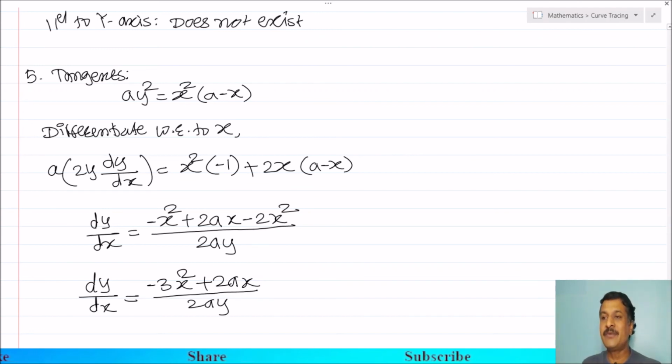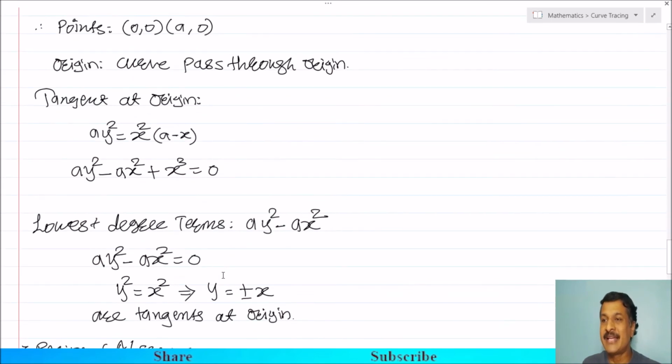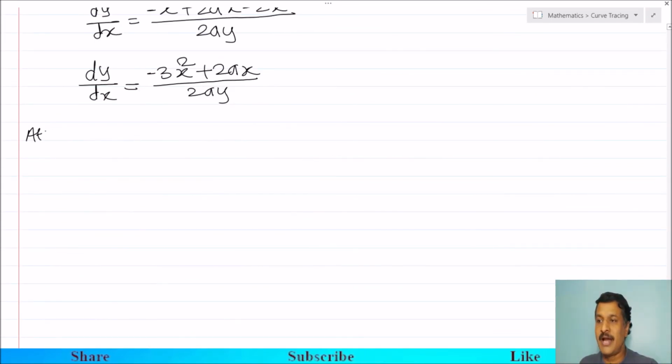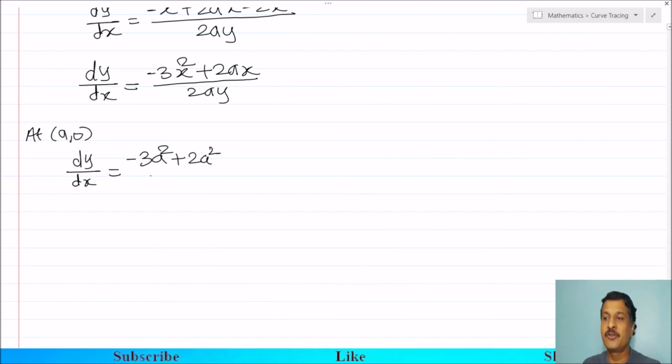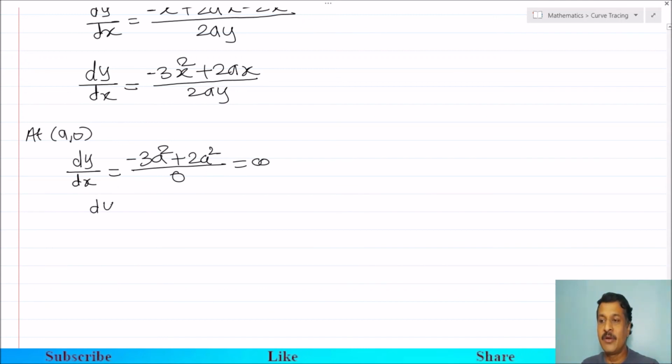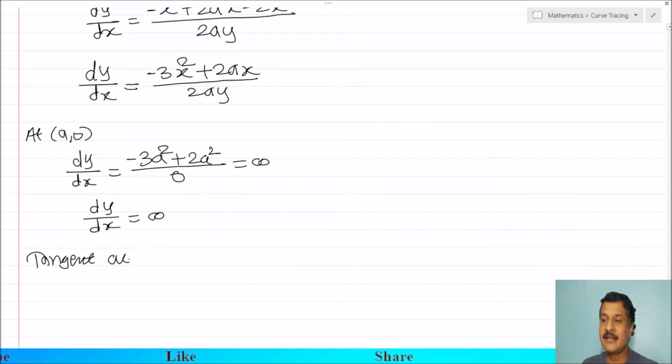So at which point do we want to find dy by dx? At (a, 0). So put here x equal to a and y equal to 0. So I am getting here minus 3a square plus 2a into a, so a square. The numerator is not 0 but the denominator is 0, and that is why infinity. And we know if dy by dx equals infinity, it means the tangent is parallel to the y-axis. The tangent at point (a, 0) is parallel to the y-axis.